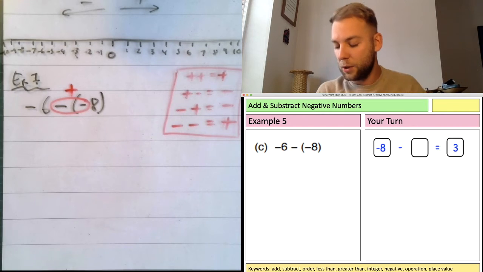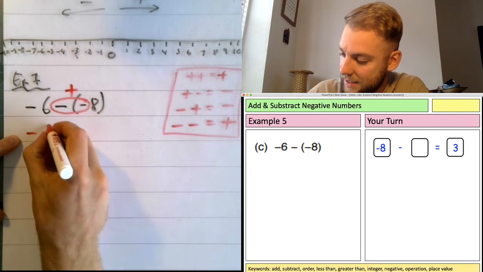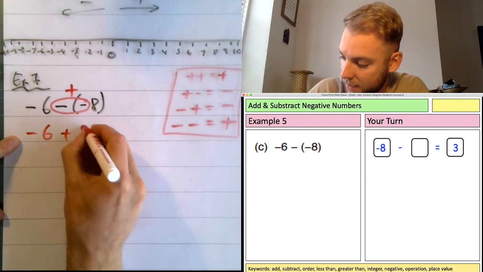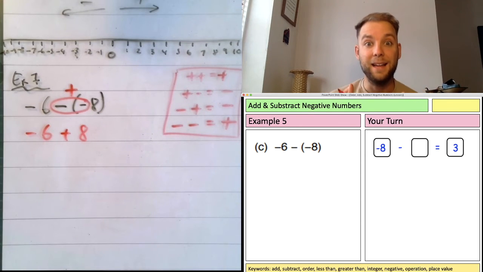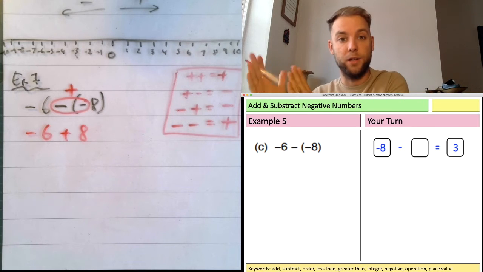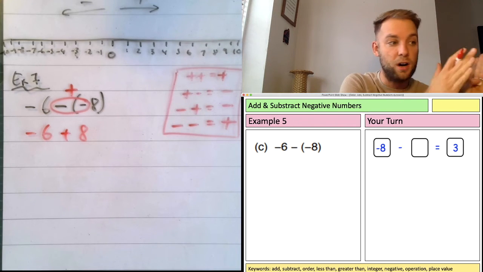So this is going to be equal to negative 6 add 8. So it's like we're looking at it like a whole new sum. And then it's about where am I starting, what am I doing? And I'm going to keep hammering this. Where am I starting, what am I doing?